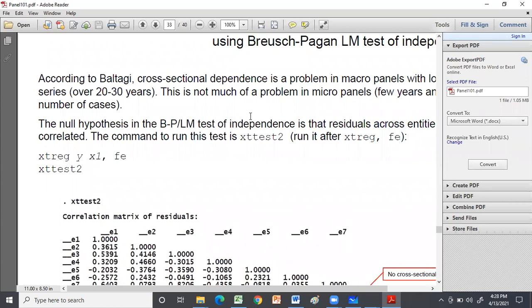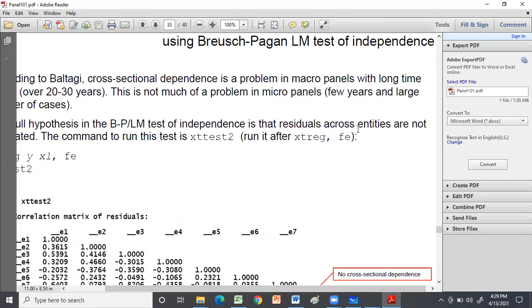He has said that cross-sectional dependence is a problem in macro panels with large time series data, say 20 to 30 years. So if your data set has only 10 years of data, you need not go for any cross-sectional dependence test. If your data set consists of at least 20 years of data, then you can proceed. This test indicates interdependence of the residuals across the entities, as I already told you, whether the residuals across the entities are not correlated.